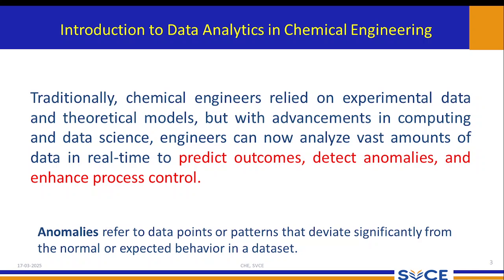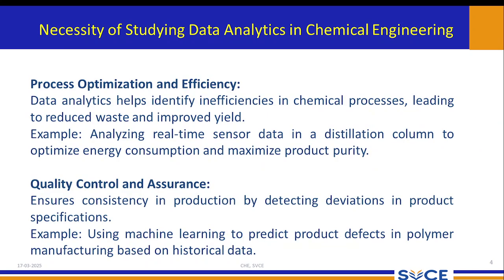And enhance the process control. So engineers can analyze the vast amount of data to predict the outcomes, detect anomalies and enhance the process control. Here, what are we doing all this for? Because when you know the data, certain independent variables which vary when you have the model, and if you identify the output instantly, we can take proactive measures. So the main purpose of doing data analytics is to analyze the vast amount of data to predict the outcomes, detect anomalies and enhance the process control.